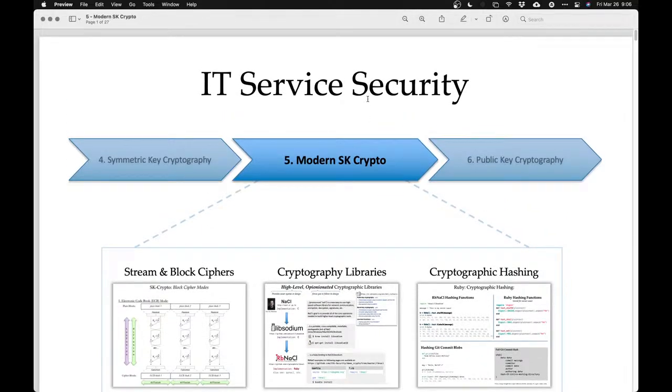All right, so welcome back, everybody. And we're doing week 5 of service security. All right, and this week we're going to enter into the modern, closer to the state of the art of modern symmetric key cryptography. So that's today's topic.